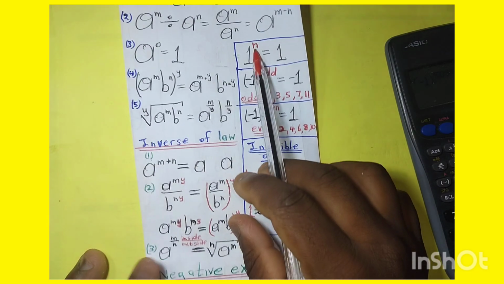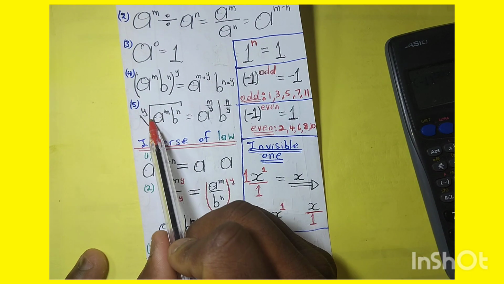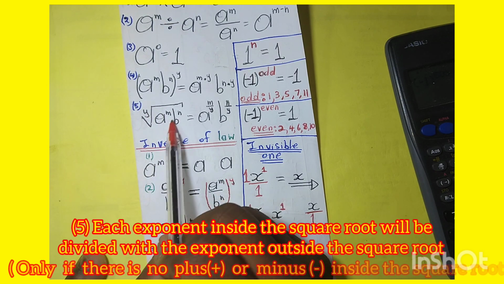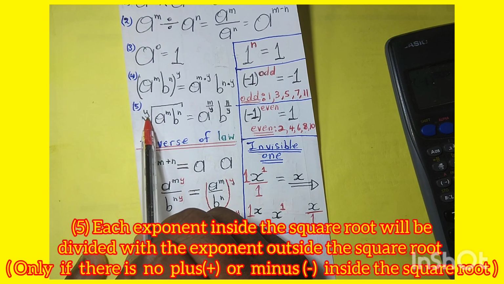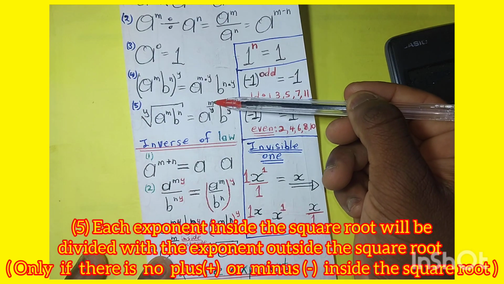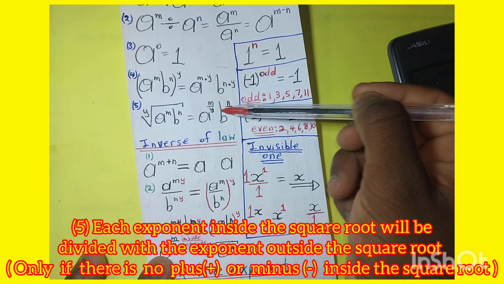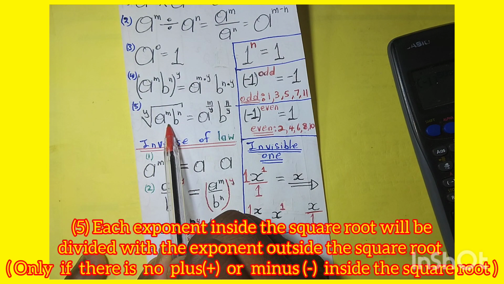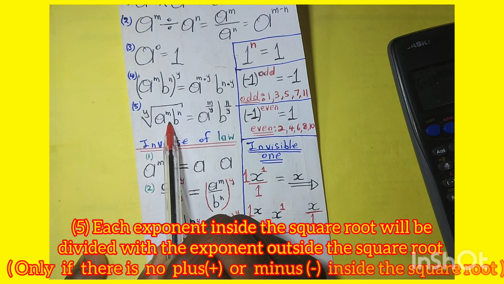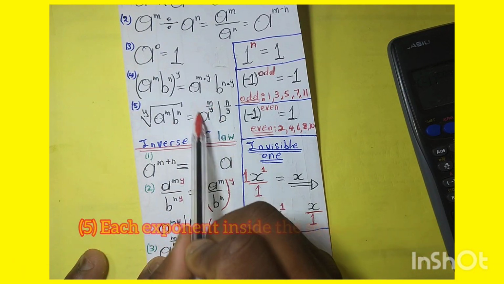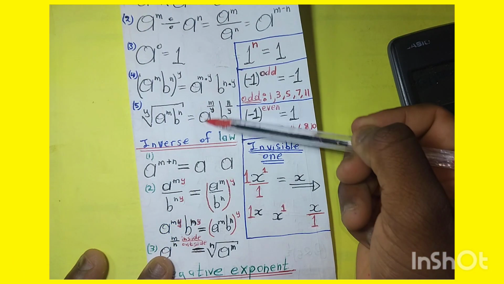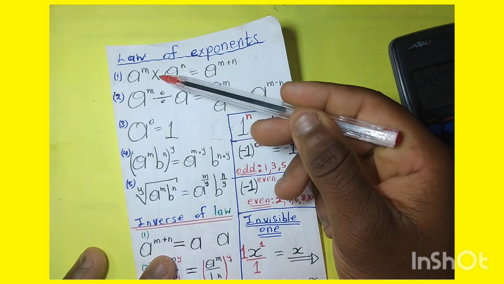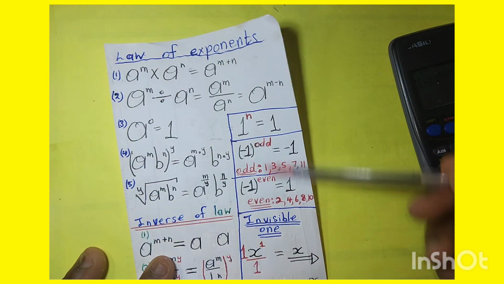Take note about that. As well as this one, the exponent inside the square root will be divided by the exponent outside the square root, something like this. Exponent inside divided by the exponent outside. Even this law, you only apply it if there is no plus or minus inside the square root. If there is no plus or minus, that's where you can apply this law. So please take note about these laws, from law 1 until law 5. Know all of them and know all the rules for them.